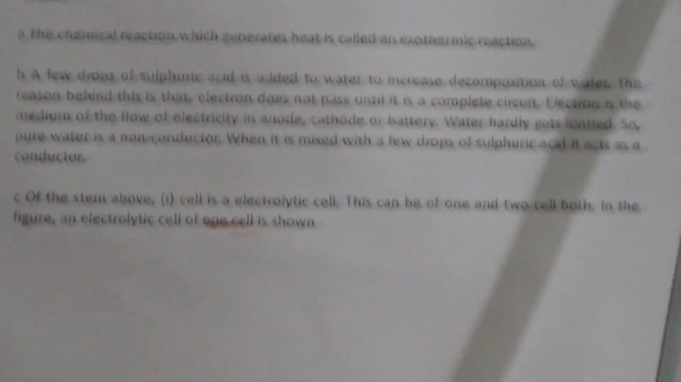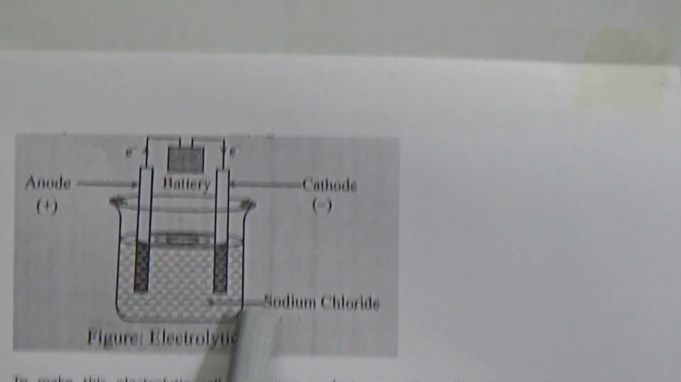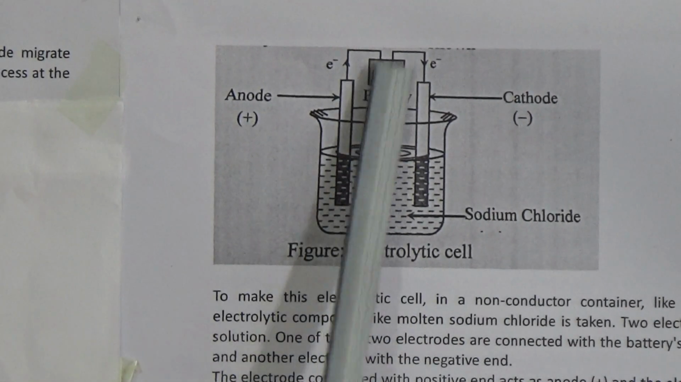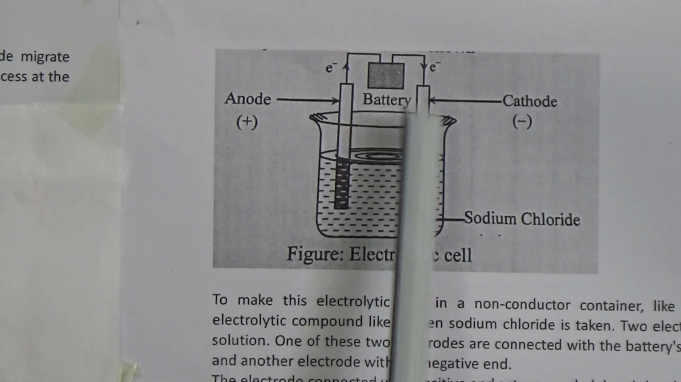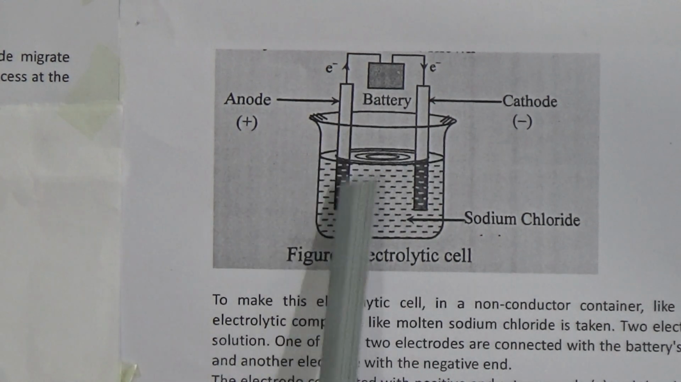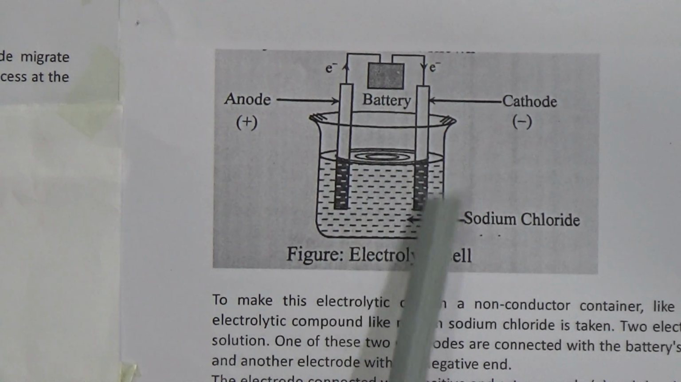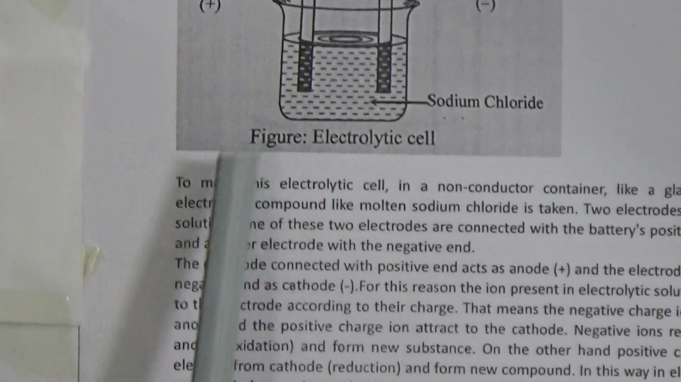Now this is the electrolytic cell figure that is taken from your book, where we use the sodium chloride solution and an outside source. That means this is the battery, and this portion is cathode and this portion is anode, and these two are electrodes, and there we use graphite electrodes here. And come to description, we have to draw this cell for this question answer.